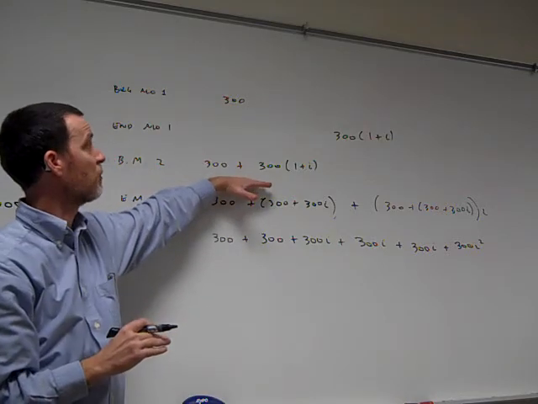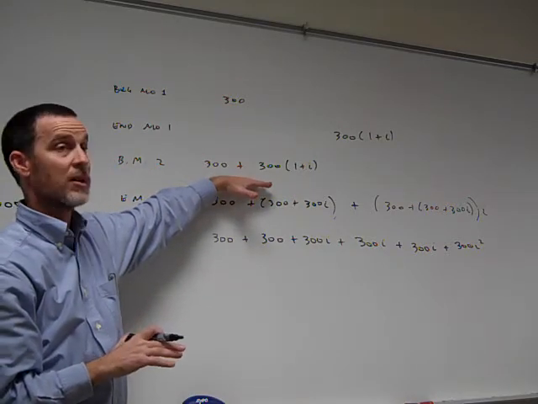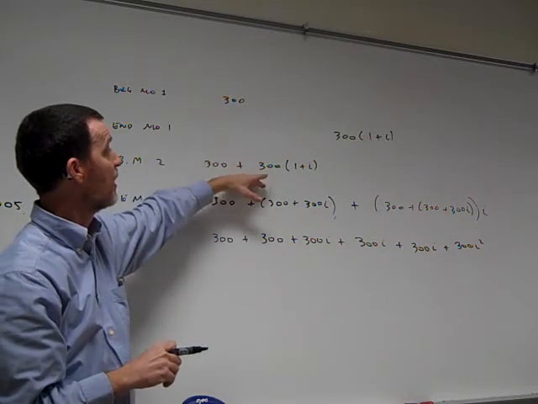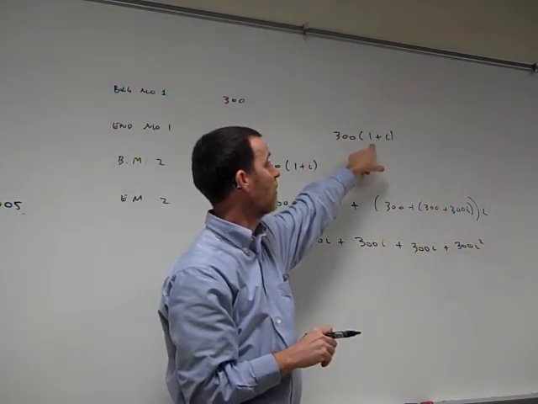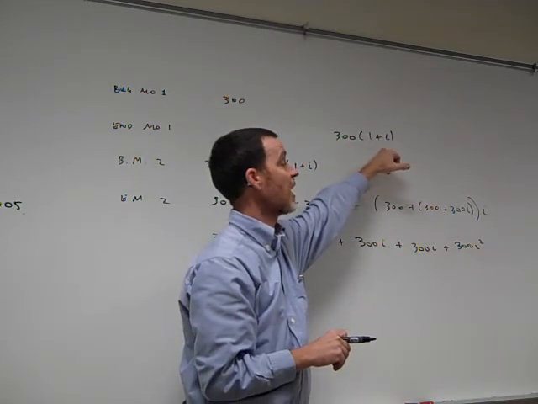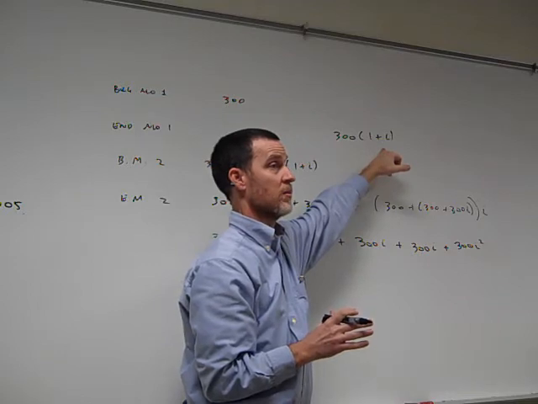Now, I may have lost some people with my lousy way of writing things. Are we caught back up? Start with 300. At the end of the month, 300 times 1 plus the interest. 300 times 1 is the principal. 300 times I is the amount of interest you get, $1.50.